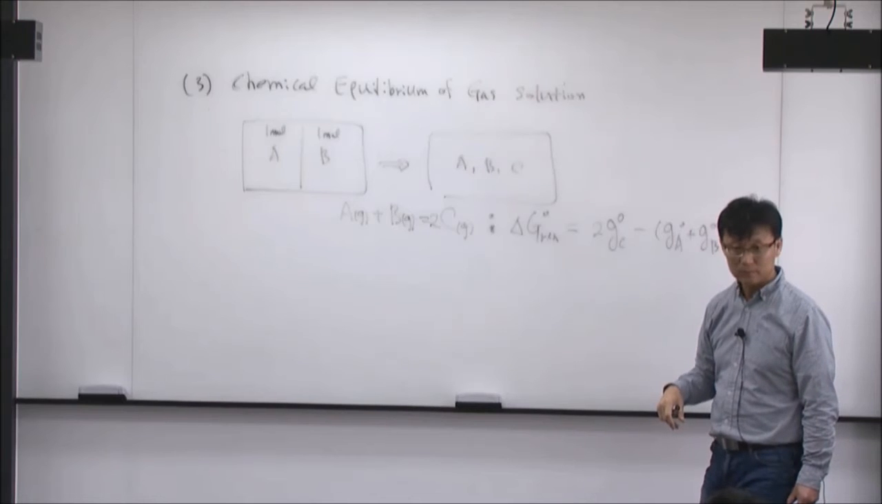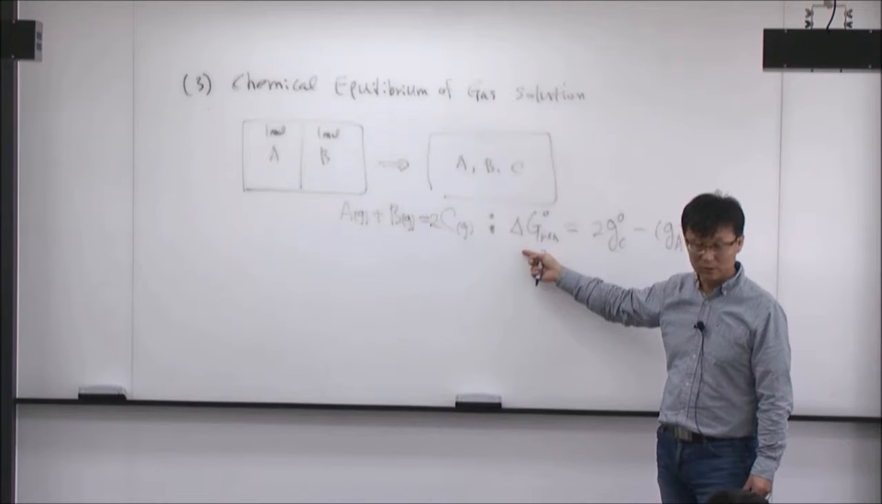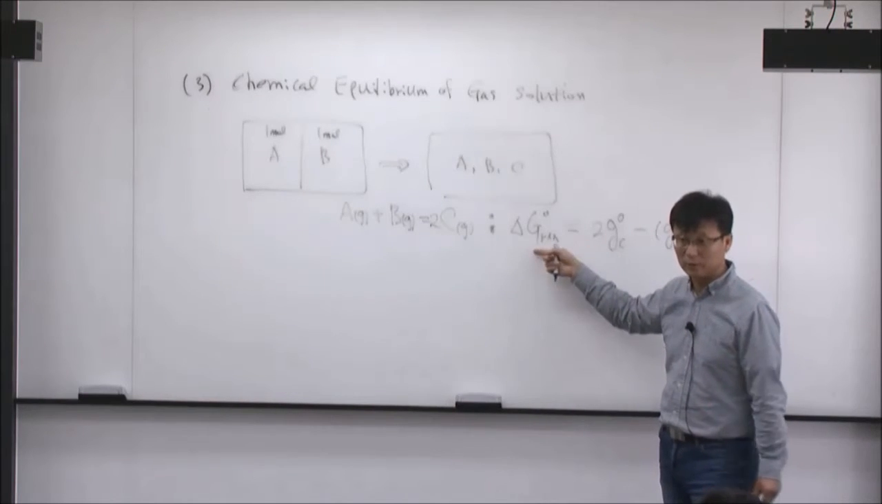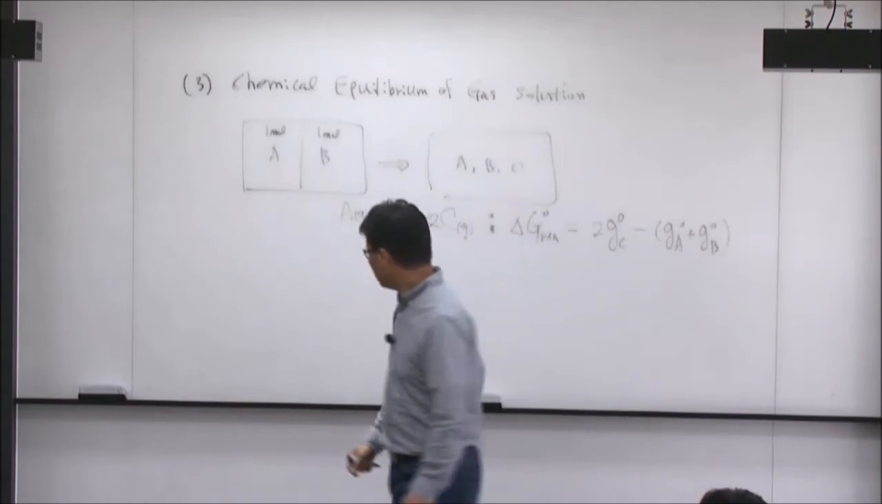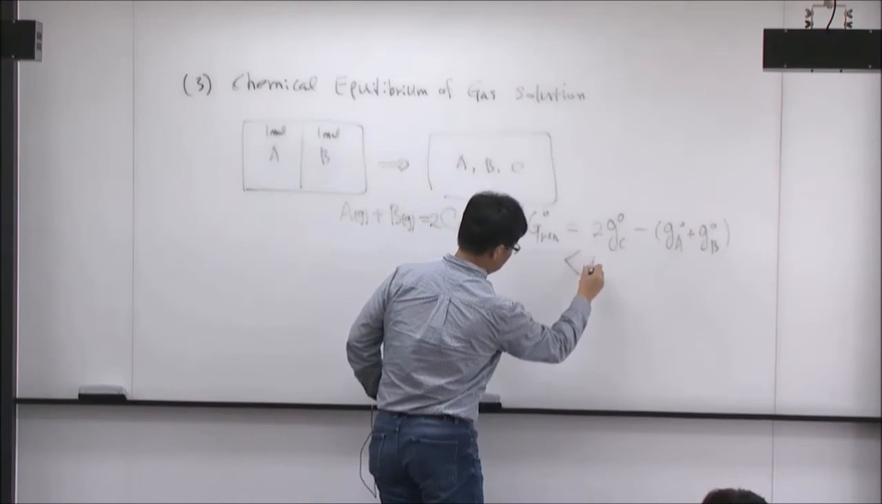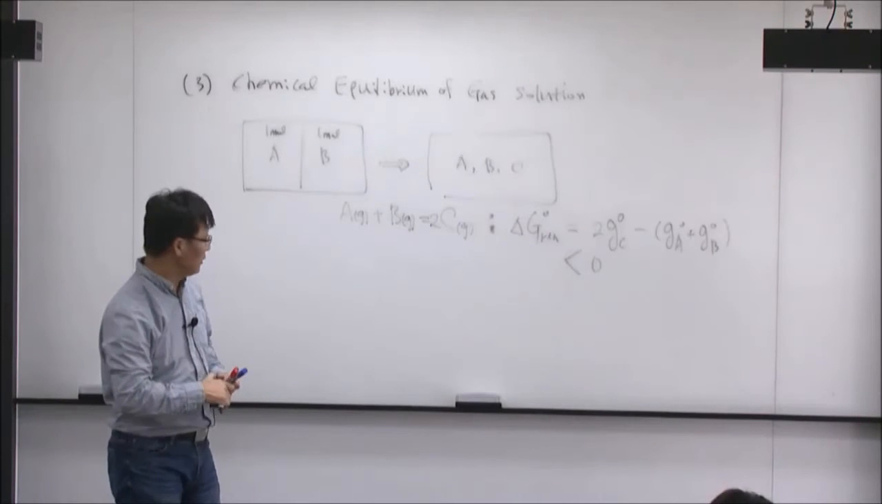Okay? So this kind of value, we can always get it in the thermodynamic table, or you can calculate it from the thermodynamic table. Okay? This is always given. Okay. So, and then let's assume this is less than 0. So this was the question, yeah?